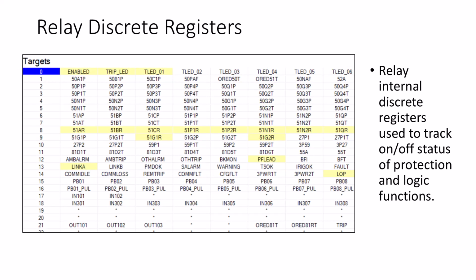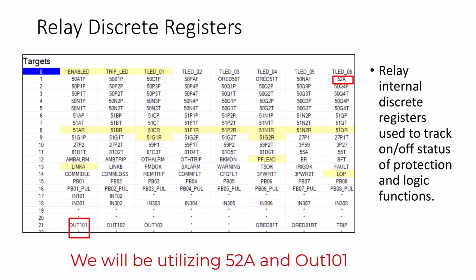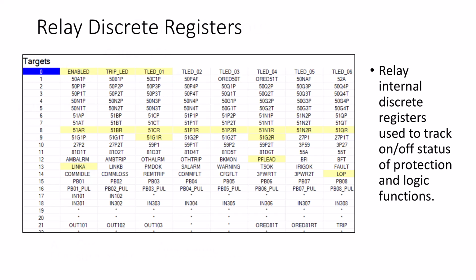Microprocessor-based relays include a variety of discrete registers designed to monitor the true-false status of different point types. This table displays a subset of these registers, specifically showing the status of protection functions along with the relay's binary input and output states. Registers highlighted in yellow indicate a status of true, all others have a status of false.